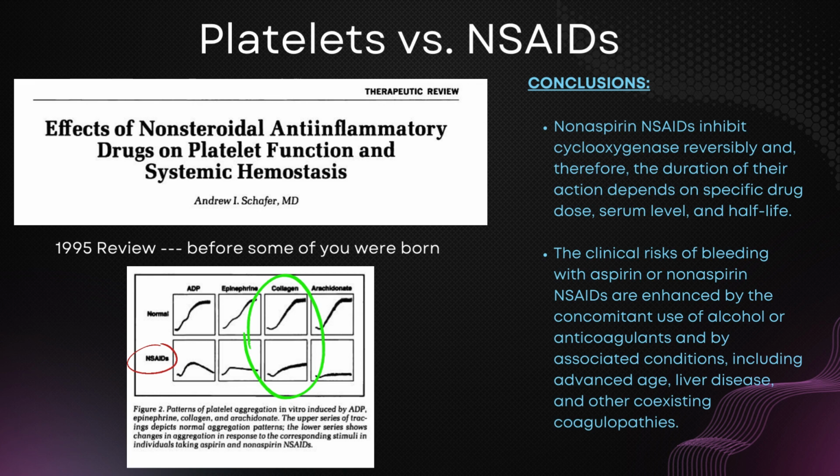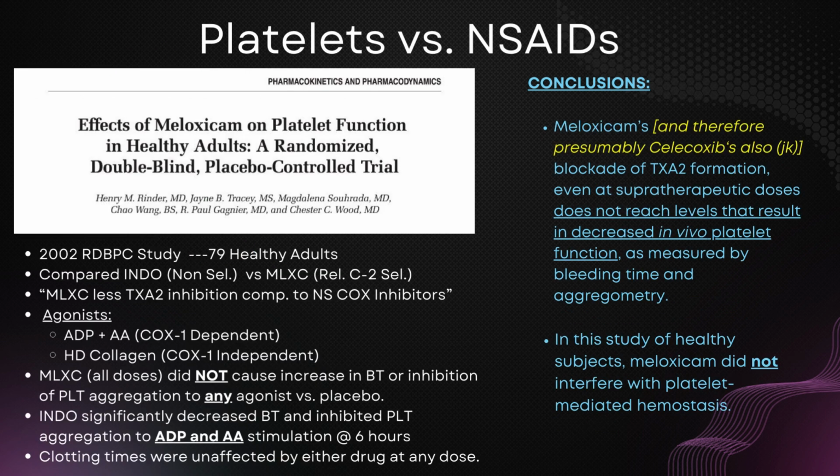It also discusses how other factors may come into play in terms of the clinical effects of NSAIDs on platelet function and bleeding. Take a look at the collagen-mediated aggregation graphs, third column from the left, circled in green. Remember that. Schaefer concluded that non-selective NSAIDs affect platelet aggregation in a time, dose, and half-life dependent fashion, and their clinical effects are enhanced by the concomitant use of alcohol, anticoagulants, and underlying disease.